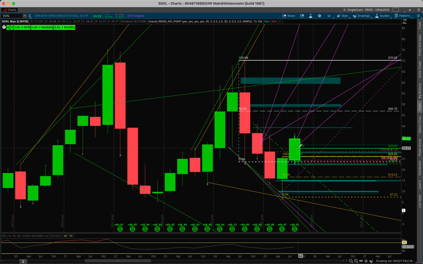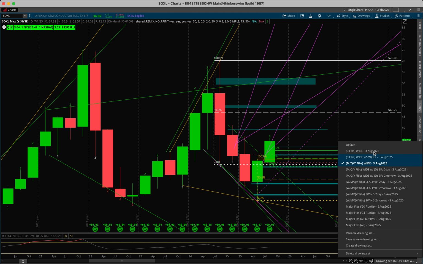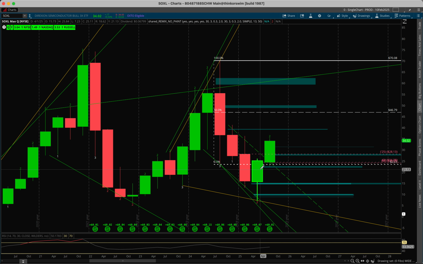2 down, 2 up on the quarter. Let's bring out the one without the broadening formations. There we go. So we are in the 2 down, 2 up. The magnitude is the high of this candle right here, which is 36.15.